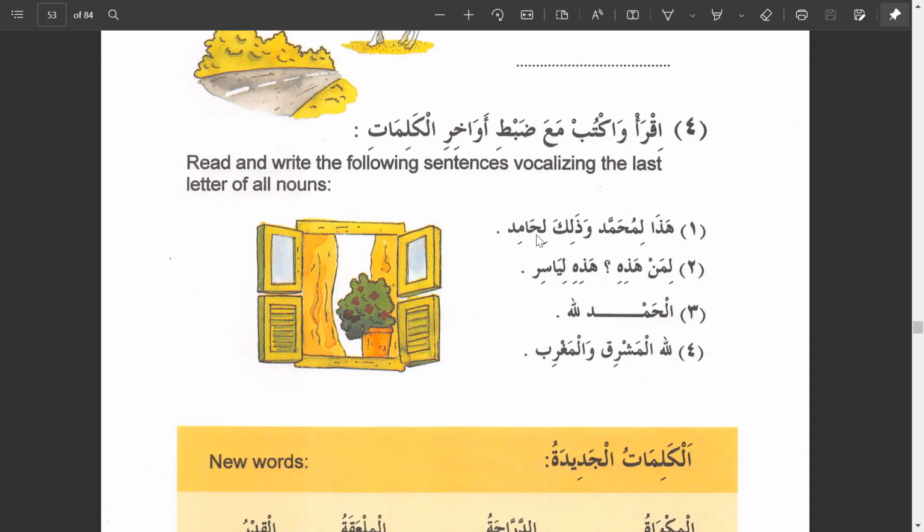Then wa dhalika li Hamid. Again, li is a harf jar. Then li Hamidin. Yes, Hamidin. And then liman hadhihi. Who is this for? Hadhihi li. Hadhihi liya... Yes, very good. Hadhihi li Yasirin. This is Yasir's. Okay.